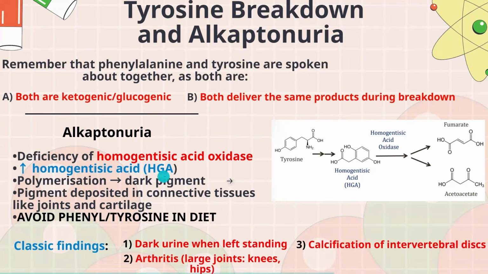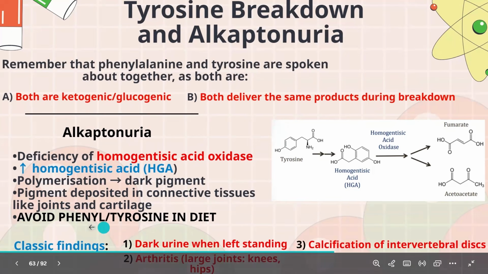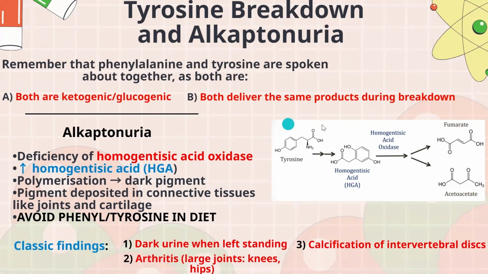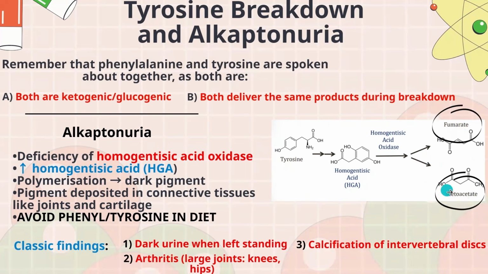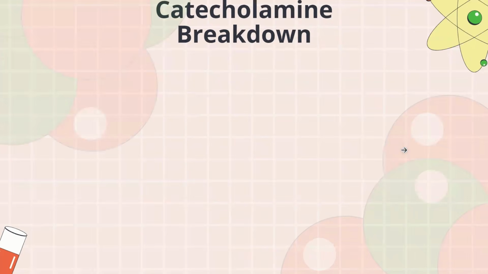Very important, and I said this before, avoid phenylalanine and tyrosine in the diet, because phenylalanine is going to form tyrosine, and tyrosine will contribute to a lot of HGA, which can be bad because it causes all these symptoms. And please focus on fumarate and acetoacetate. This is probably my favorite part of the whole lecture. Please focus on these two things, that they're formed in both tyrosine and phenylalanine breakdown, and formed by homogentisic acid oxidase.